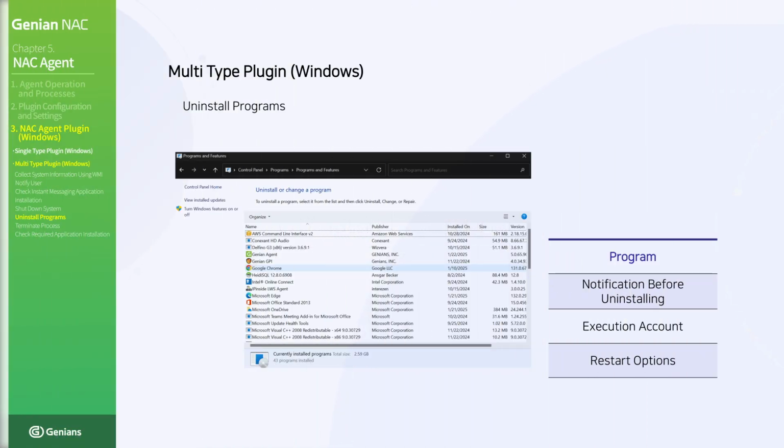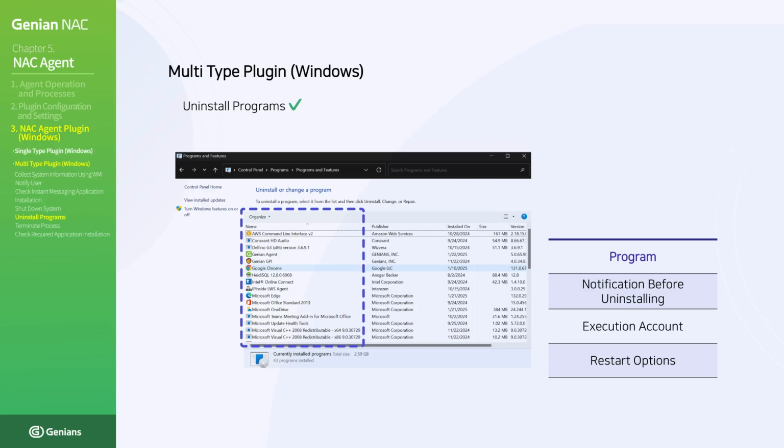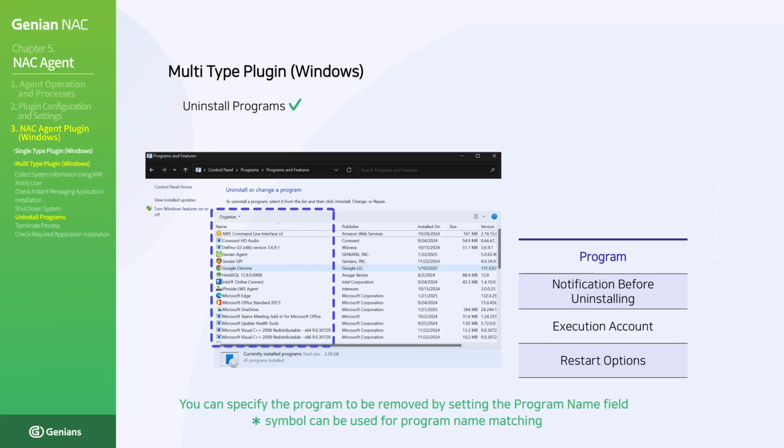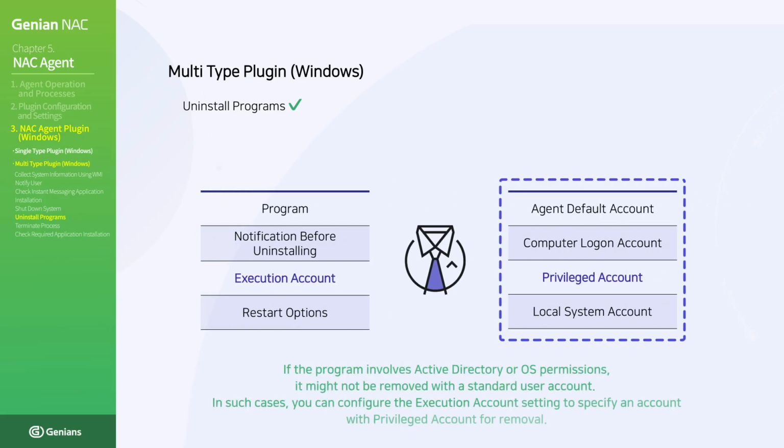The Uninstall Programs plugin allows forcibly deleting programs listed under the Uninstall or Change a Program section. You can specify the program to be removed by setting the program name field, and the asterisk symbol can be used for program name matching. If the program involves Active Directory or OS permissions, it might not be removed with a standard user account. In such cases, you can configure the execution account setting to specify an account with privileged account for removal.